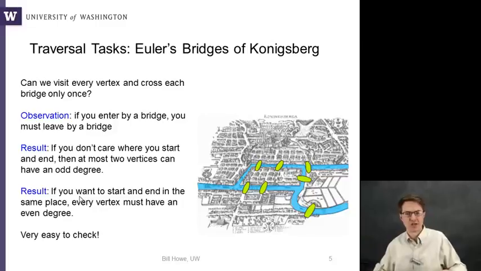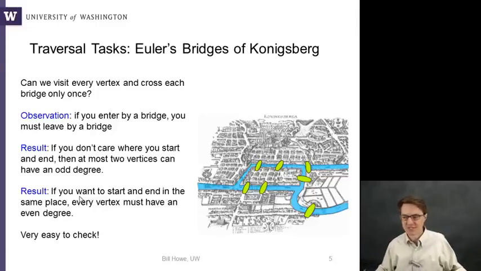If you don't care where you start and end, you're allowed to start on one and end on another, then it's a little bit softer condition. Most of the vertices need to have an even number of edges, but you can have at most two vertices that have an odd degree, the one you start on, the one you end on, because you'll need to leave by one, you only need to come in by one. And I'm assuming undirected edges here. The definitions get slightly more complex if you talk about directed, but not much. Essentially, you need to have a balance. You need to have the same number of in-degree edges and out-degree edges.